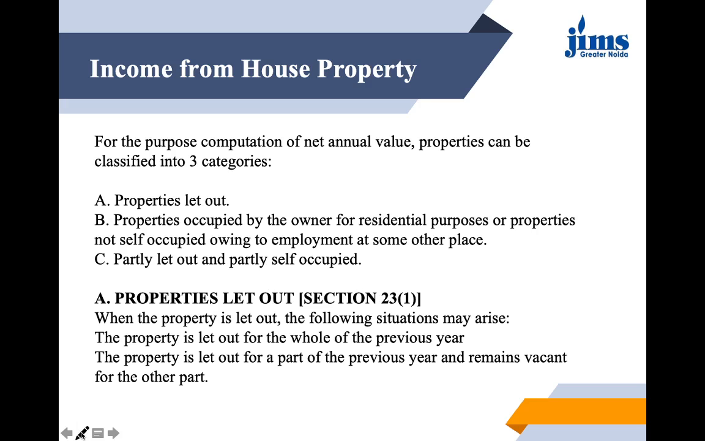The properties are, first, properties which are let out; then properties which are occupied by the owner for residential purpose, or properties not self-occupied owing to some employment at some other place; and the third case is the partly let out and partly self-occupied. So first, in section 23 subsection 1, there are properties let out, where the whole of the property is being let out. So we see the following things in that case.